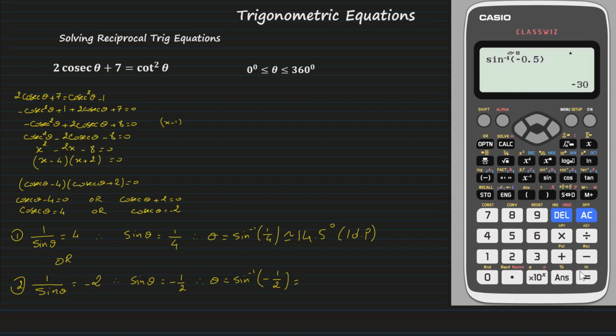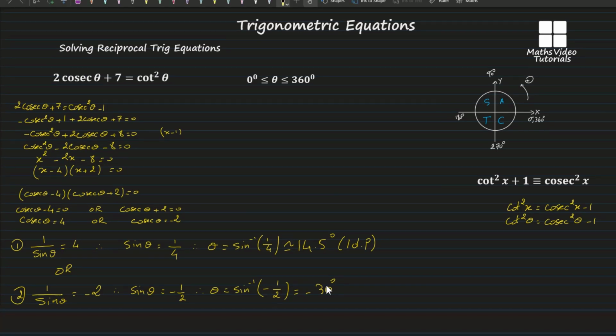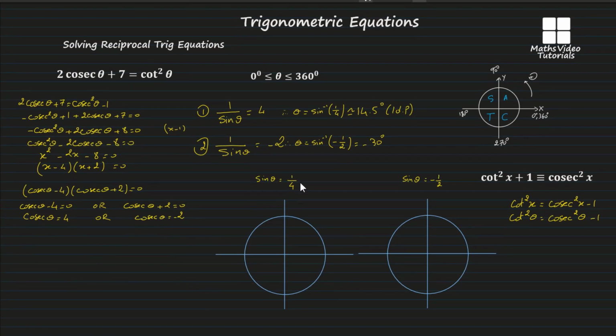And the answer is negative 30. This is an accurate value there, minus 30 degrees. So for this equation, because the sign is positive, we have one solution in the first quadrant and another solution in the second quadrant. So let's mark them first. That's the one obtained from the calculator.